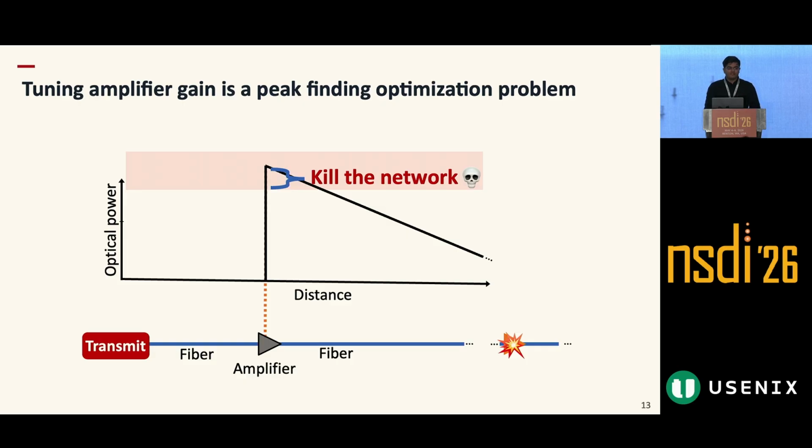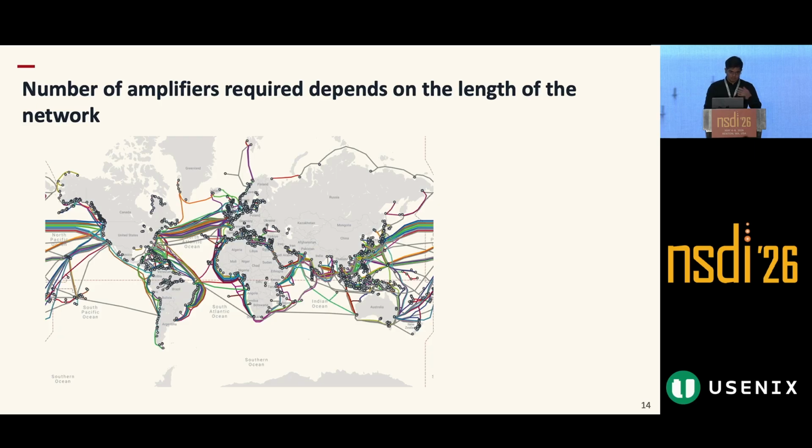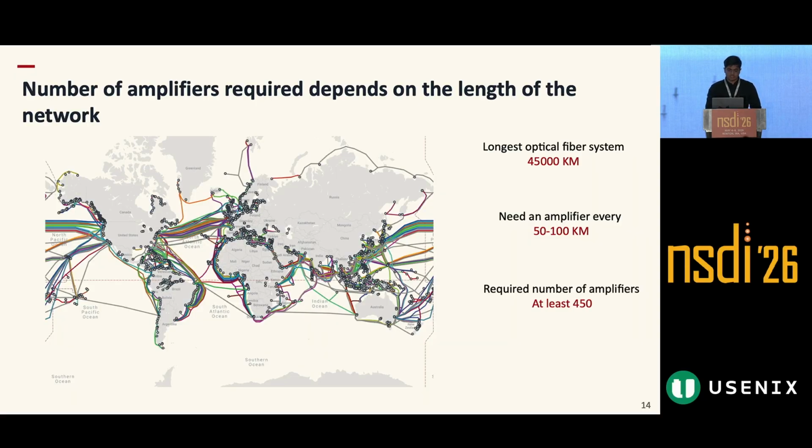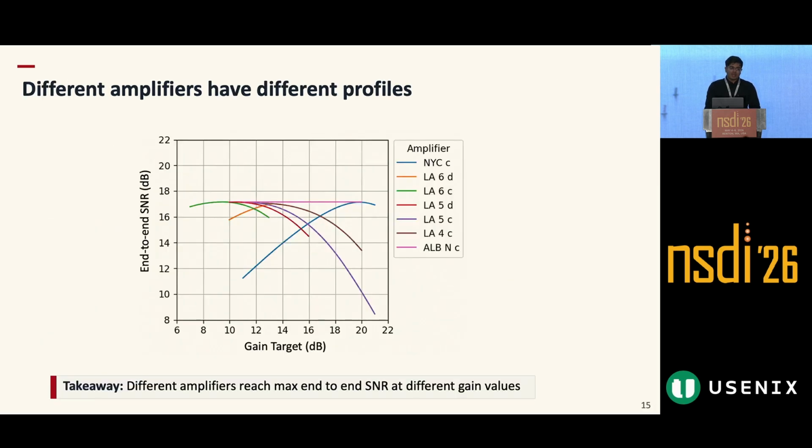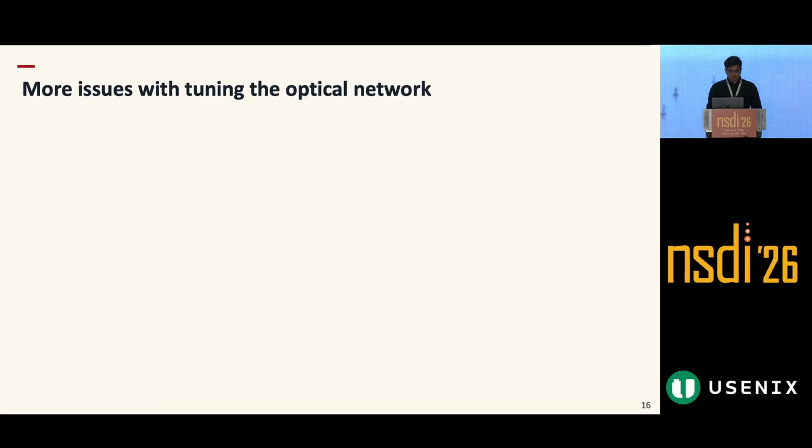Okay, we can find the peak, but there's not just one amplifier on the network. You have multiple different amplifiers, and it depends on the length of the network. The longest optical fiber system is about 45,000 kilometers, and you need an amplifier about every 50 to 100 kilometers. That translates to at least 450 amplifiers in this optical system. And to make matters worse, different amplifiers have different gain profiles, and they reach peak end-to-end SNR at different values.